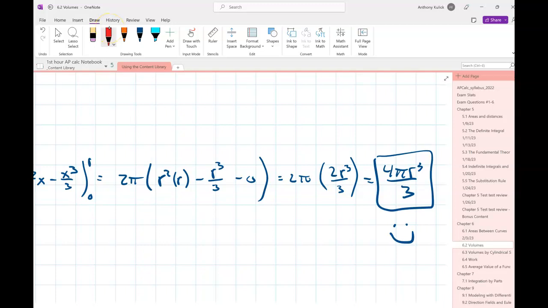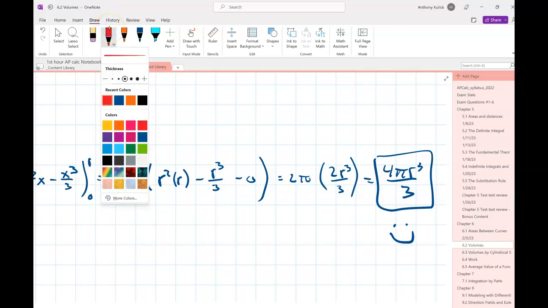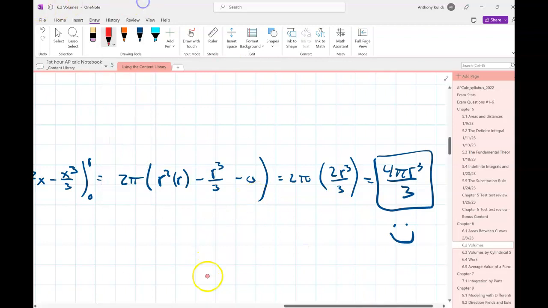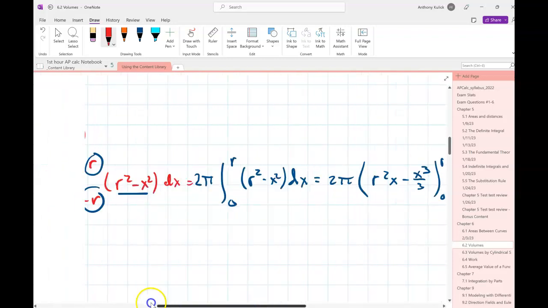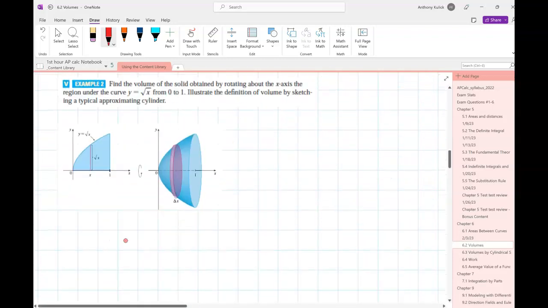What was the hardest part? Getting the cross-sectional area function, right? That was really the trickiest piece. After that, it was not so bad. The calculus piece was actually pretty straightforward, right? The antiderivatives and everything, the integration was pretty easy. The setup was the hard part.